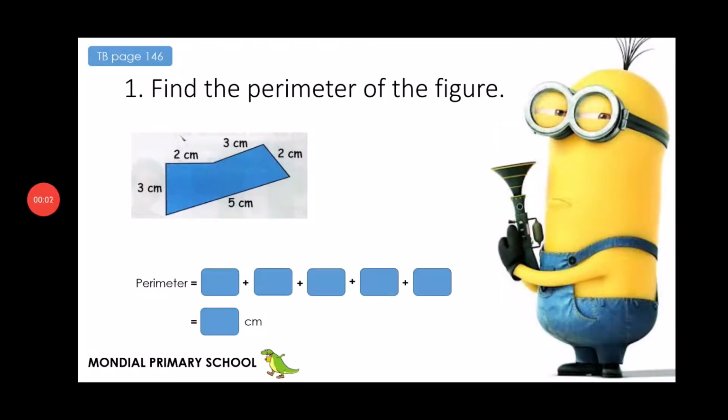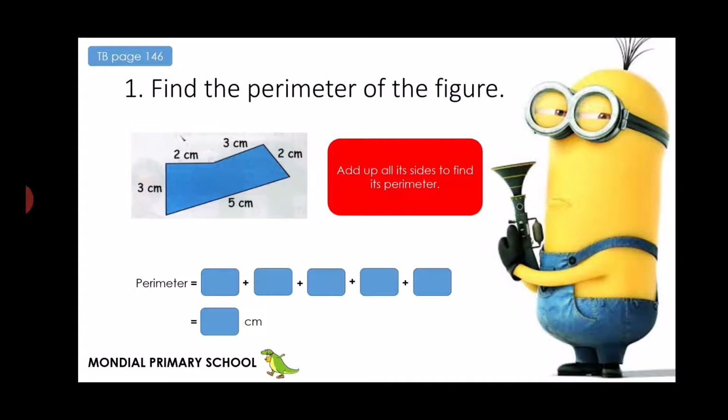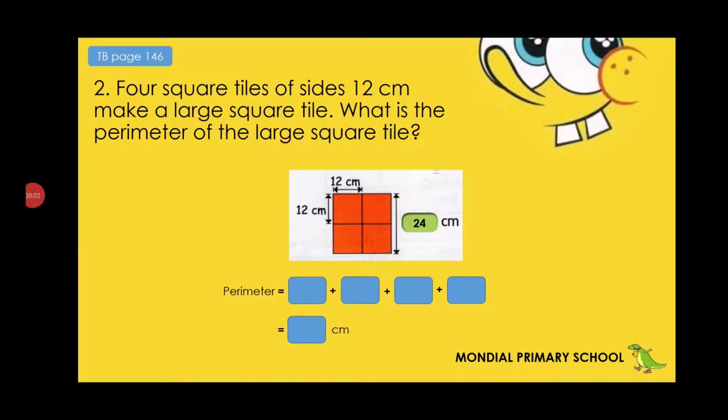Number 1. Find the perimeter of the shape. How do we find the perimeter of this shape? Great! We have to add up all its sides to find its perimeter. So, 2 plus 5 plus 3 plus 2 plus 3 is equal to 15 centimeters.